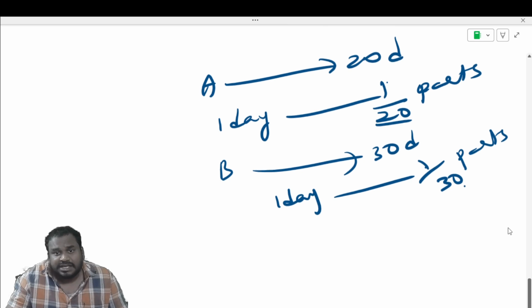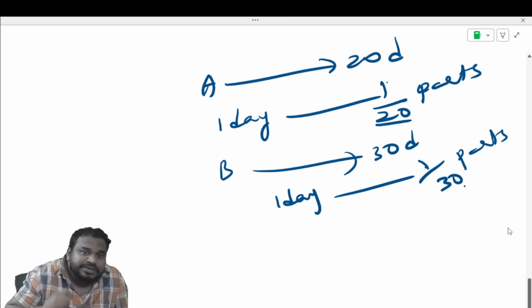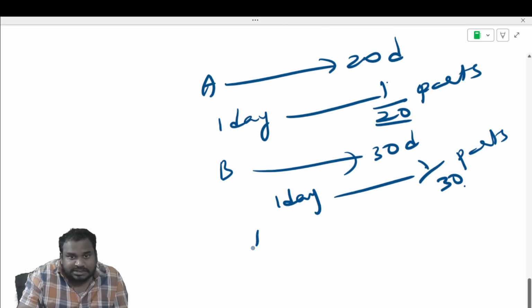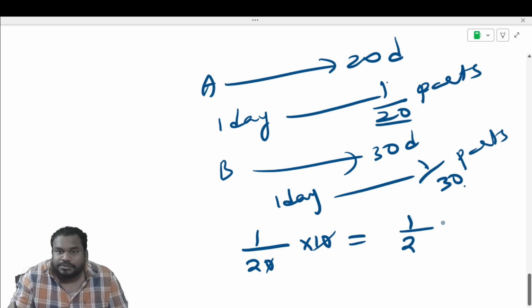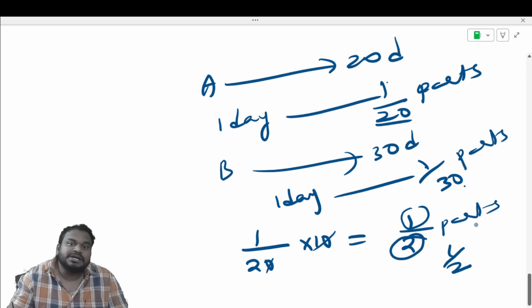So what he is saying is A did not work for 20 days. He worked for only 10 days. So it means 1 by 20 into 10, the zeros get cancelled, 1 by 2. 1 by 2 amount of work is done. 1 by 2 parts, nothing but out of 2 parts, 1 part is completed. What is the remaining part? Again 50% is remaining. This 50% remaining work should be completed by B.